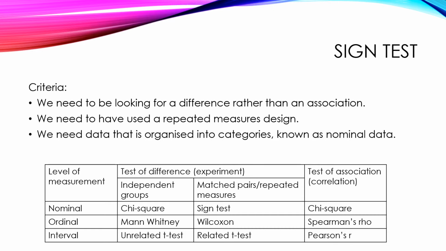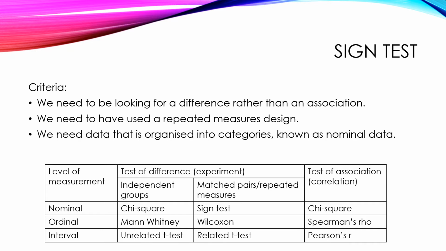So if we look at the criteria for a sign test, you'll see that we've got to be looking for a difference rather than an association. So I've put this nice table in at the bottom where you can see all of our tests of difference in the middle, and whether they're in independent groups or matched pairs or repeated measures. Then we've got all of our correlationals, so that association research on the right side, and our levels of measurement.